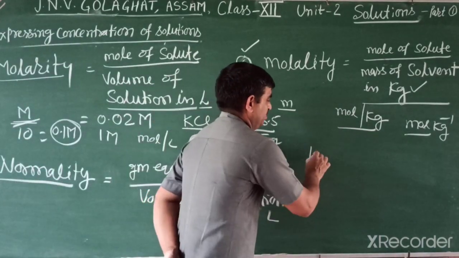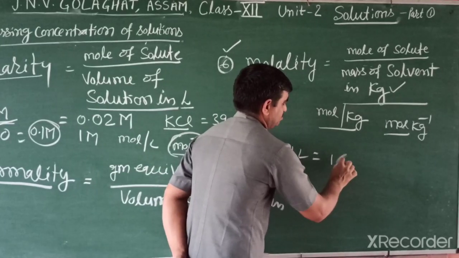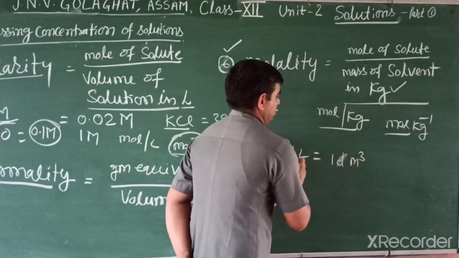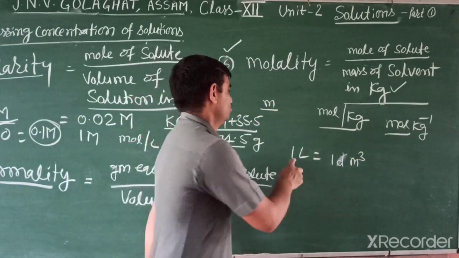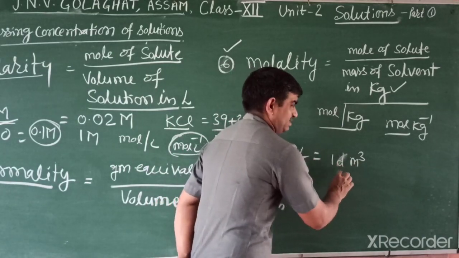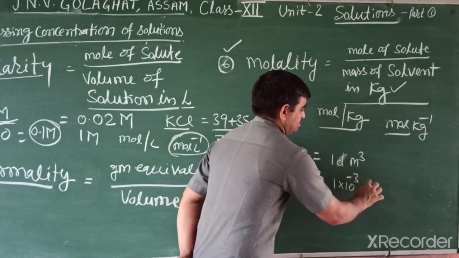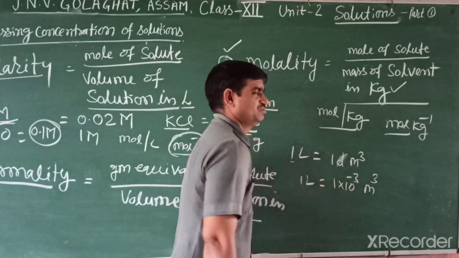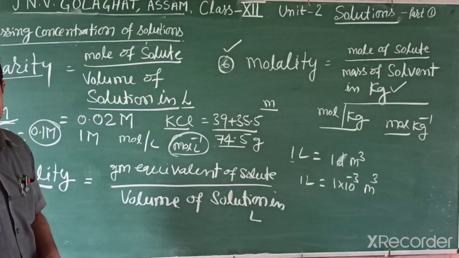And we know 1 liter is equal to 1 cubic decimeter, because the volume unit is cubic meter. So 1 liter is equal to 1 cubic decimeter. You can say when we remove deci, it is 1 into 10 to the power minus 3 cubic meter. And 1 liter is equal to that volume, also a cubic decimeter.